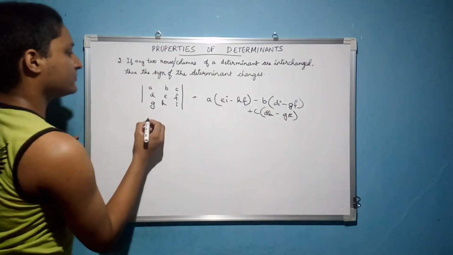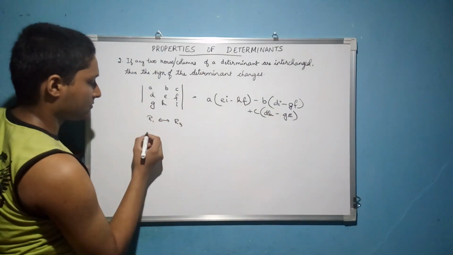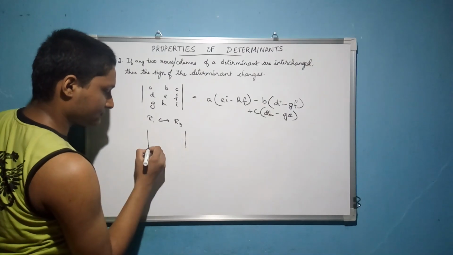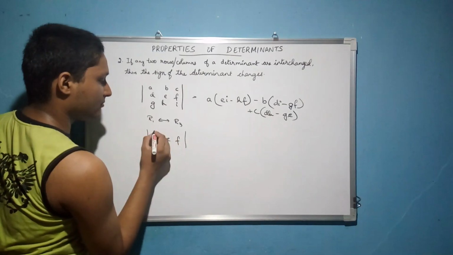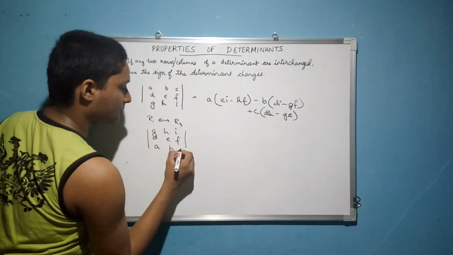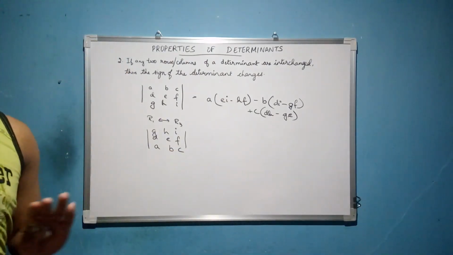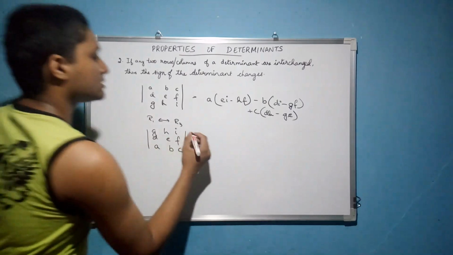So let me change the first row with the third row. Okay, so what I'm going to get here is: the second row is going to be the same. This is G, H, I and this is A, B, C. Now I'll open through the third row so that I get the similar terms, right?